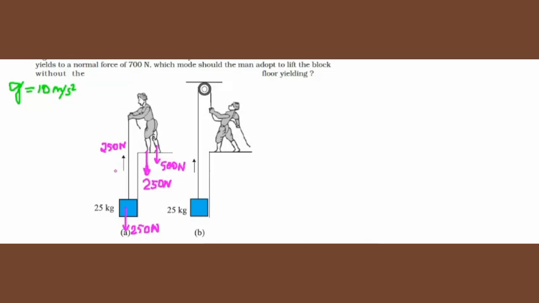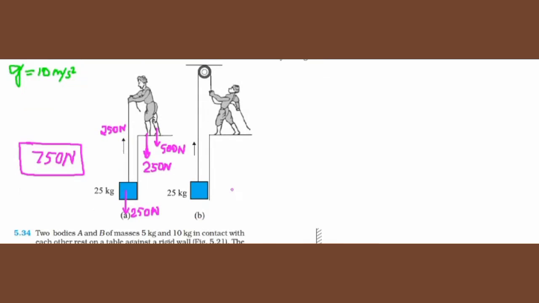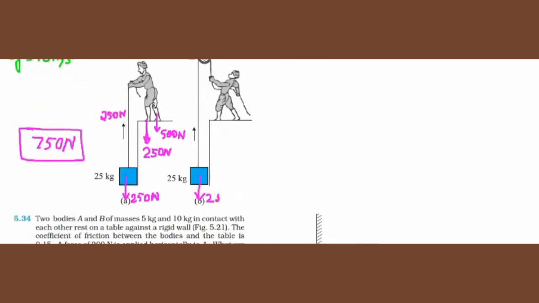Therefore, what is the total action on the floor? It is 250 plus 500. So 750 Newton is the total action on the floor in case 1. Now come to case B. Again 250 Newton downward, the weight of the block. He has to apply here 250 Newton upward.